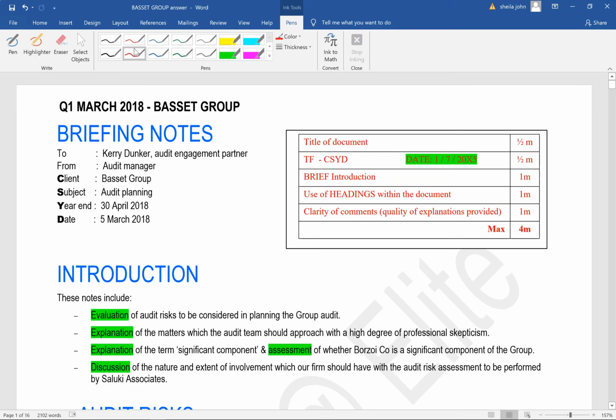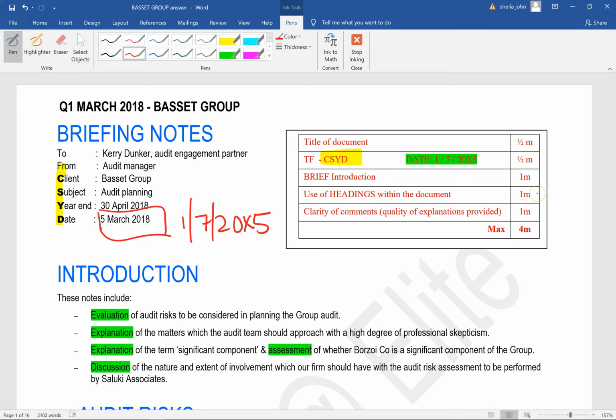Okay, so the title of the document, I'm thinking maybe half mark, and then I have got this thing called to, from, CSYD. What does CSYD stand for? CSYD is this. It's that I've colored in yellow. All right. Client, subject, year end, and the date. But please take note that from now on, the date of the exam is going to be 1 July 20X5. So your year end is going to be somewhere in 20X5.